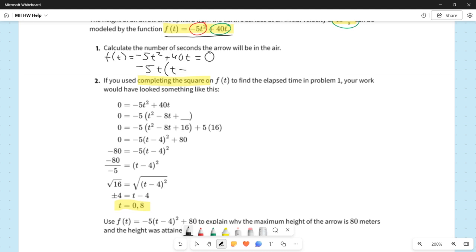I factored out a 5 from 40. That leaves me with 8. And then I factored out a t, and I started with t, so there's nothing left to include, and this still equals 0. Now, what we have is something times something equals 0.